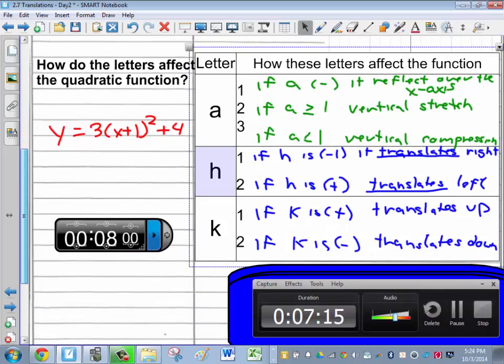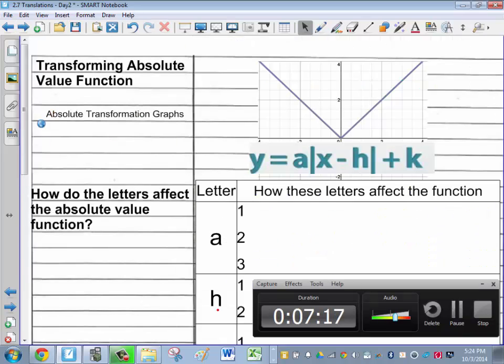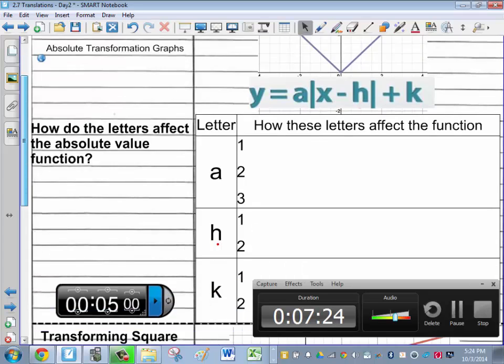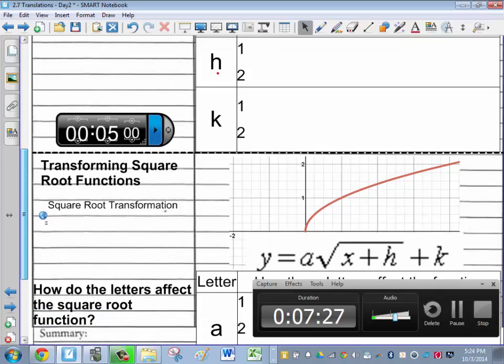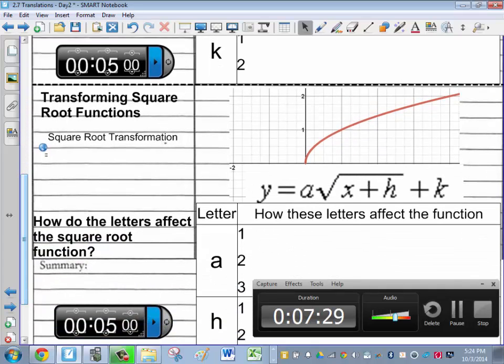Now on this next page, we're going to do the same thing, but we're going to figure out how the A, the H, and the K affect an absolute value function. And then we're going to move down, and we're going to figure out how the A, the H, and the K affect a square root function.